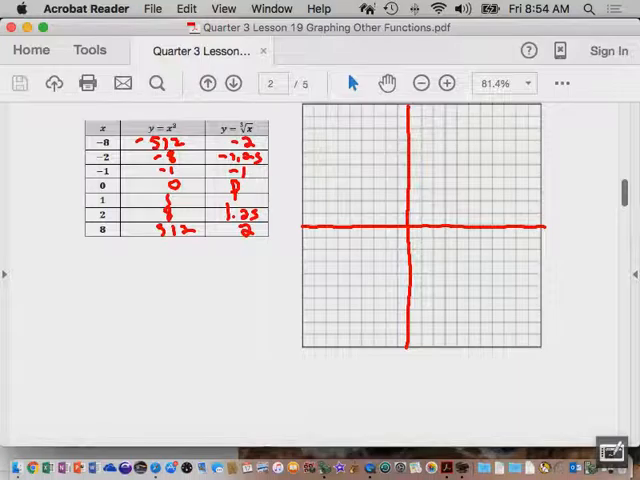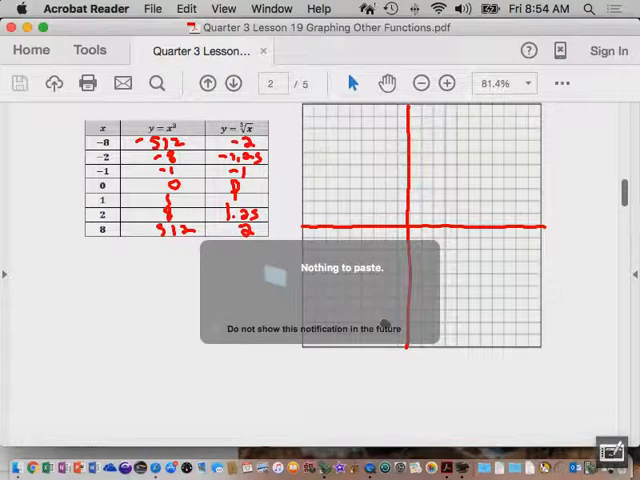I'll do the graph in black, we'll reverse everything. So if I went out to negative 8, I would be way down here at negative 512. Then if I go to negative 2, I'm down here at about negative 8, which I'm just going to say is there.